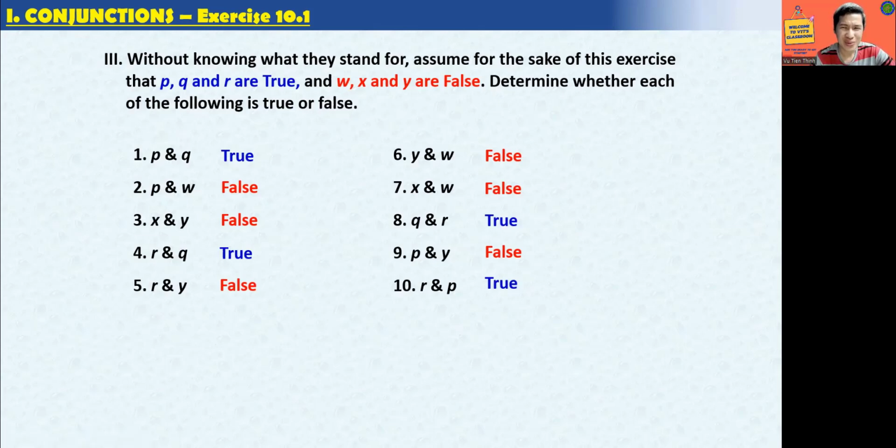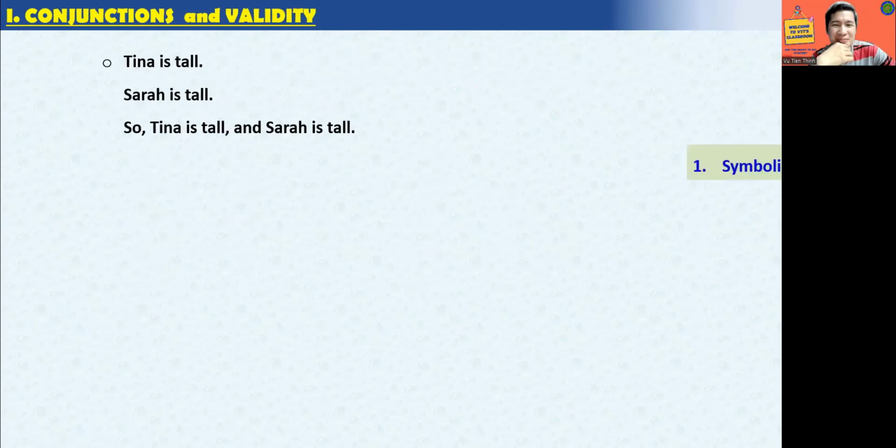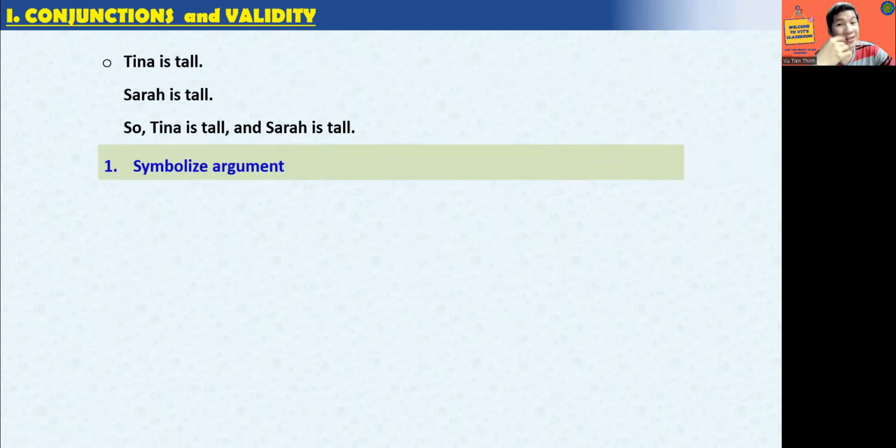Let's see how it goes with the argument. Okay, now we go to the argument. You can see Tina is tall, Sarah is tall, so Tina is tall and Sarah is tall. Logically, this is so simple. I guess that's valid, right? We have the confirmations in the first two statements, the premises.